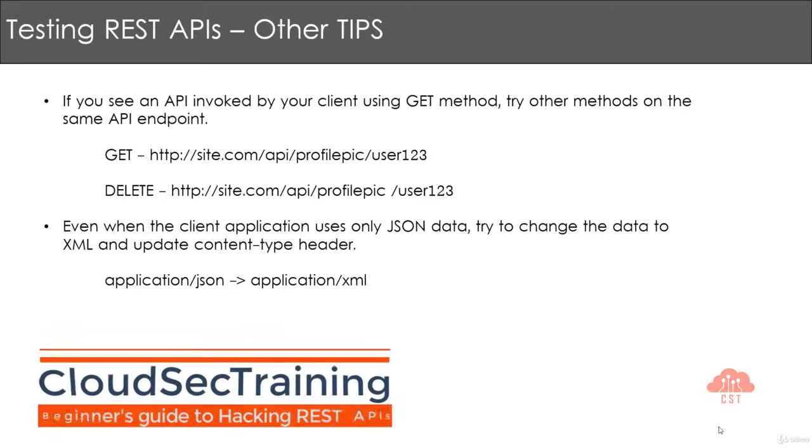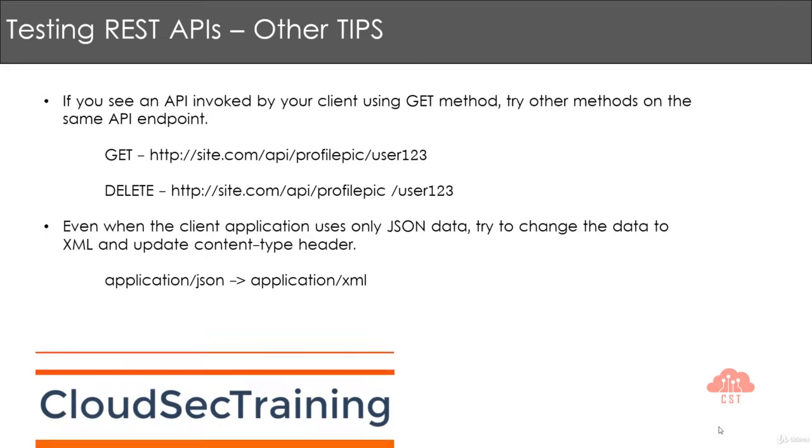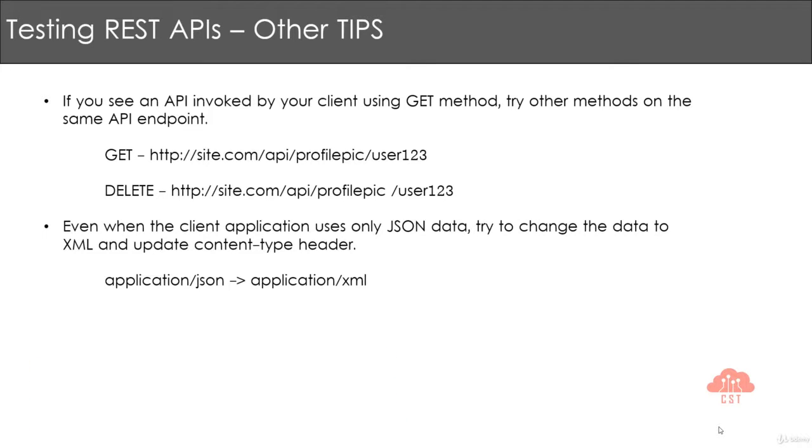In this video, let us discuss some more tips which can be useful when testing REST APIs. The first one is trying different request methods. For instance, let's assume that you are testing an endpoint like this, which is giving the profile picture of user 123. Let's also assume that this particular site allows any user to view any user's profile picture.